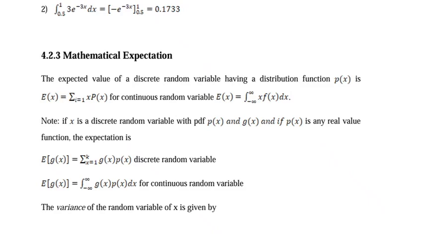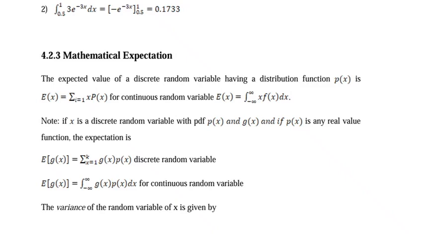Then mathematical expectation. The expected value of a discrete random variable having distribution function p of x is given as E of x, which I think I mentioned earlier, is the summation with i ranging from 1 to n of x p of x. And for the continuous, I said anything that has to do with continuous, make use of integral. So for a continuous random variable, we have E of x equals the integral from minus infinity to infinity of x f of x dx. For discrete it is the summation of x p of x, and for continuous it is the integral of x f of x.